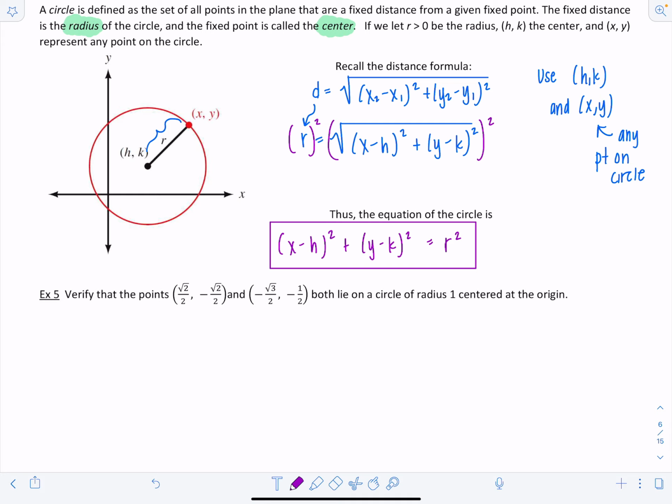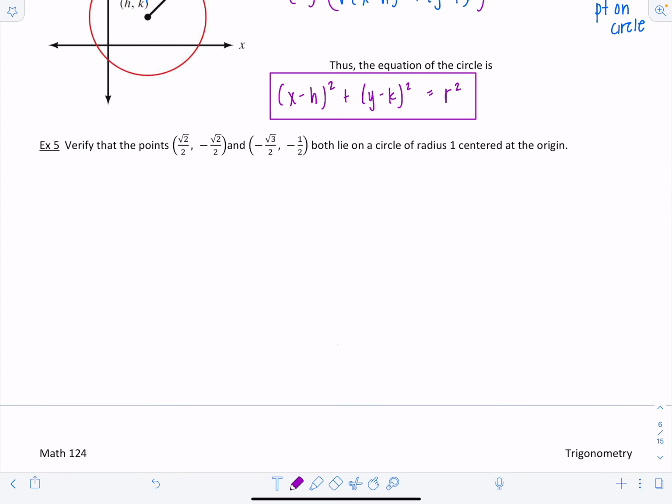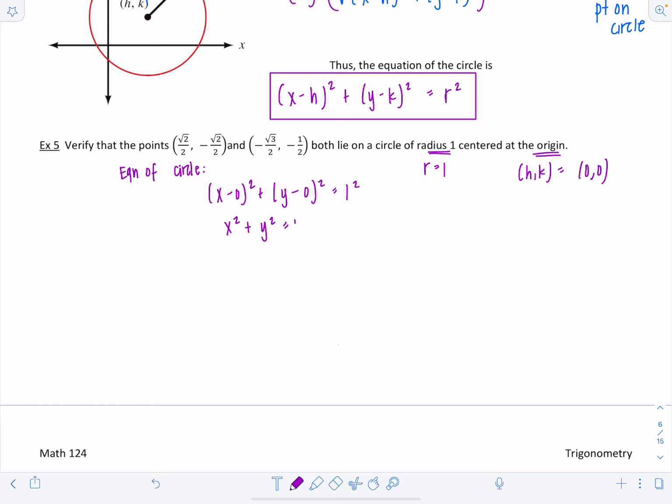Okay, so let's look at an application here. It says verify that these two points, root 2 over 2, negative root 2 over 2, and negative root 3 over 2, negative 1/2, both lie on a circle of radius 1 centered at the origin. So first let's come up with the equation of the circle that they're describing here. They're telling me that the radius is 1, so r is 1, and it's centered at the origin. That means h, k, the center, is at 0, 0. So the equation for this particular circle is going to be x minus 0 squared plus y minus 0 squared equals 1 squared. Now I can clean this up a smidge. This is going to be x squared plus y squared equals 1. So this is the equation of the circle that they described to me.